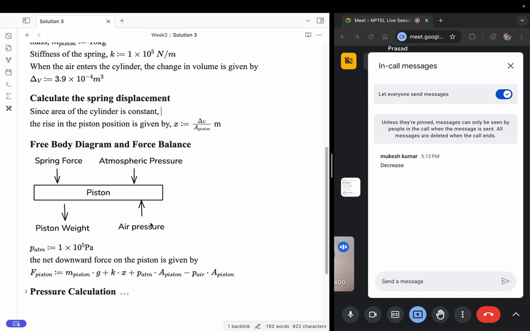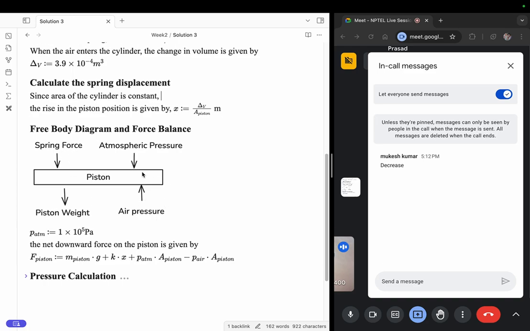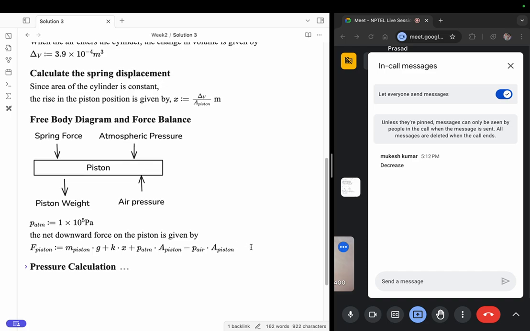Okay, here comes the next question. Once you apply the free body diagram, all you can say is the net force acting on the piston is weight plus kx plus atmospheric pressure minus air pressure. But here I have two unknowns. I need to determine the air pressure, and I also don't know the left hand side of the equation, which is the force on the piston. So two unknowns in one equation. How will I solve it?